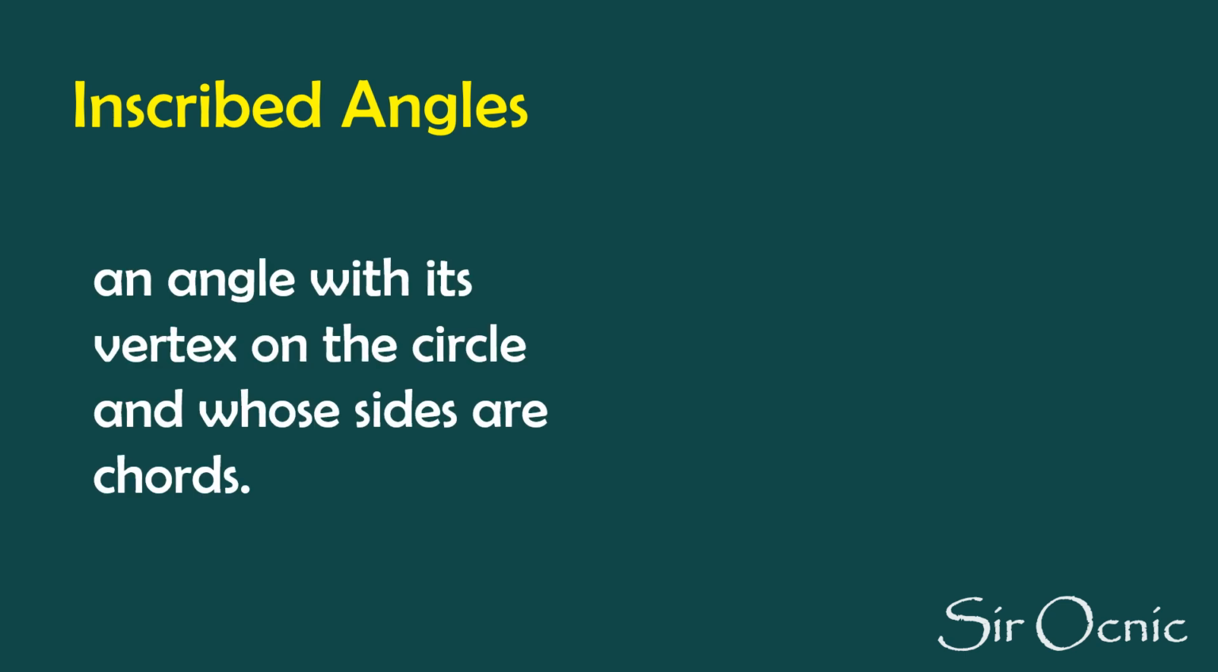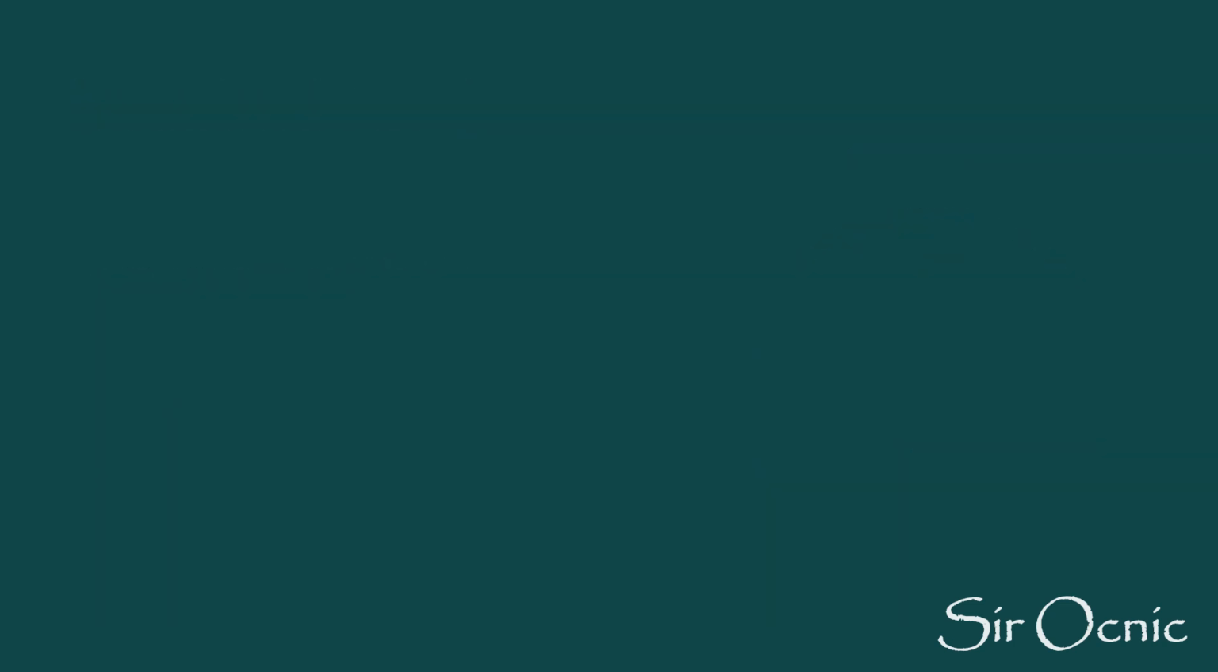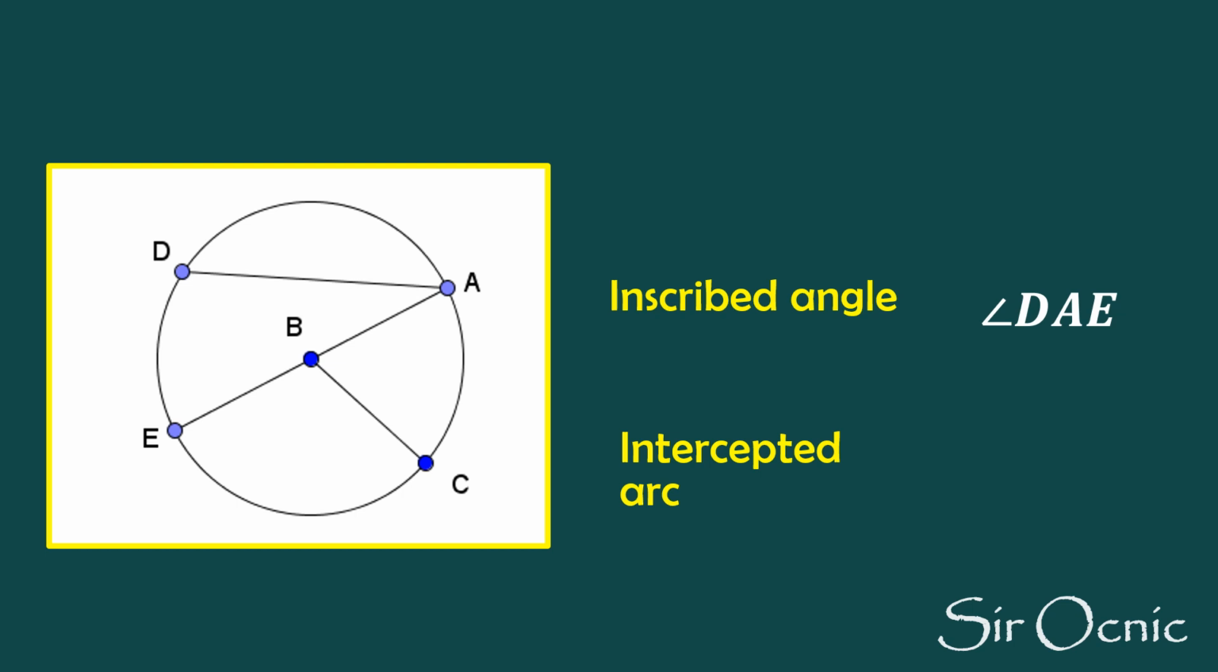An inscribed angle is an angle with its vertex on the circle and whose sides are chords. This is an illustration of an inscribed angle. As you can see, the vertex of the angle is a point of the circle. This inscribed angle can be named as angle RAX. Let us identify the inscribed angle and its corresponding intercepted arc. The inscribed angle in this illustration is angle DAE. Its intercepted arc is arc DE.